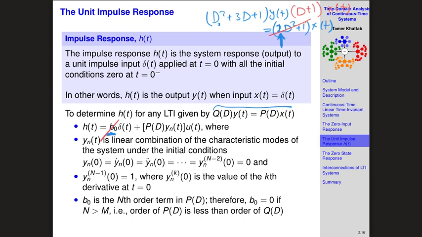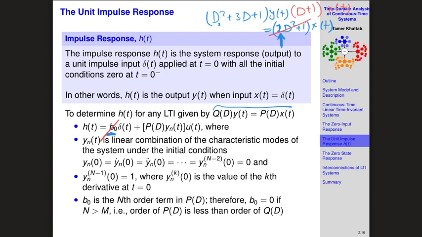So this term only exists when m is equal to n. The order of the derivative on the right side, which is the derivative of the input, is equal to the order of the derivatives of the output. If that's the case, then this is not equal to 0. And what does it equal? It equals the coefficient of the highest derivative of the input. In the case that n is greater than m, b of 0 is equal to 0.